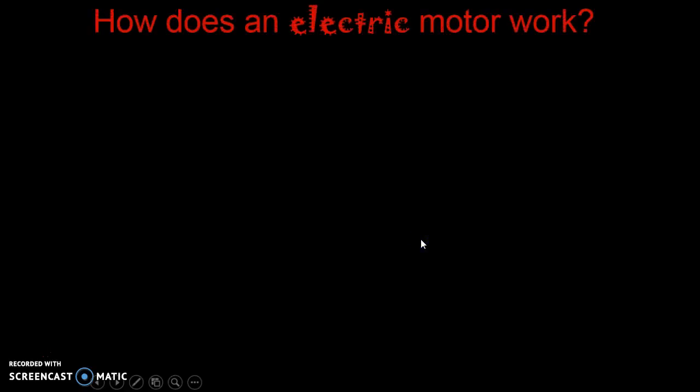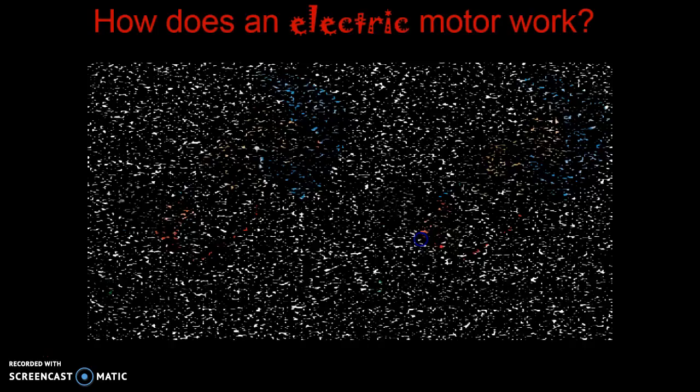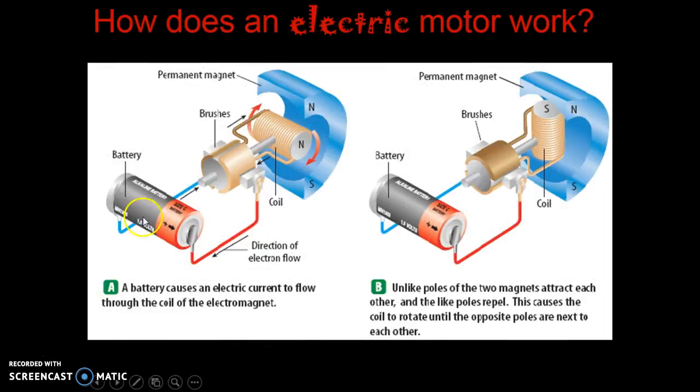So if I showed you a picture, I would ask you what this is, and you would be able to tell me it's an electric motor because of this power source, permanent magnet, and the electromagnet right here. So, how does it work? Well, let's just follow the steps.